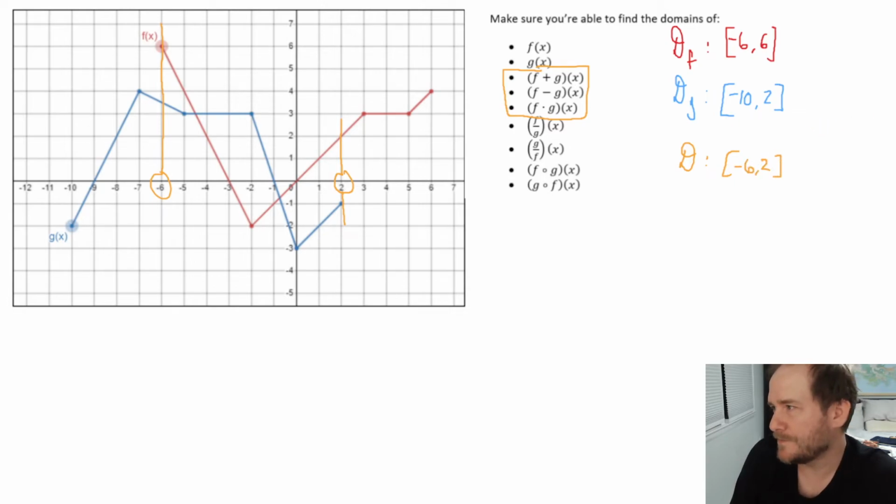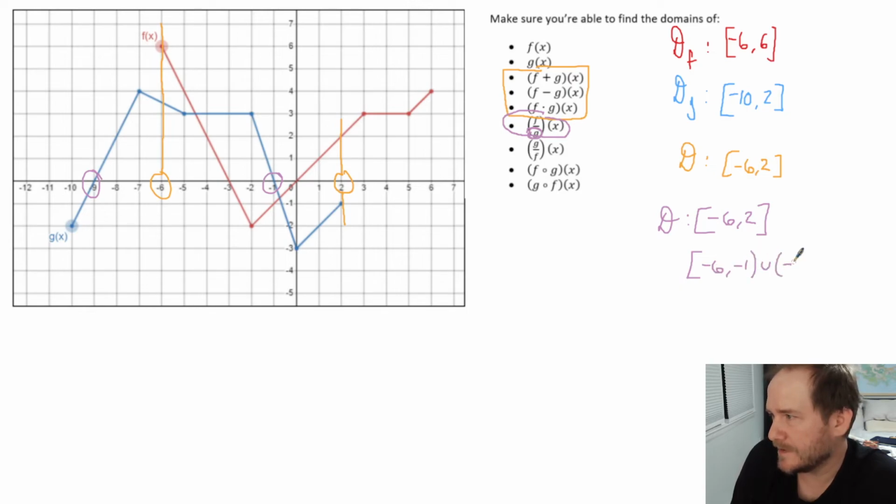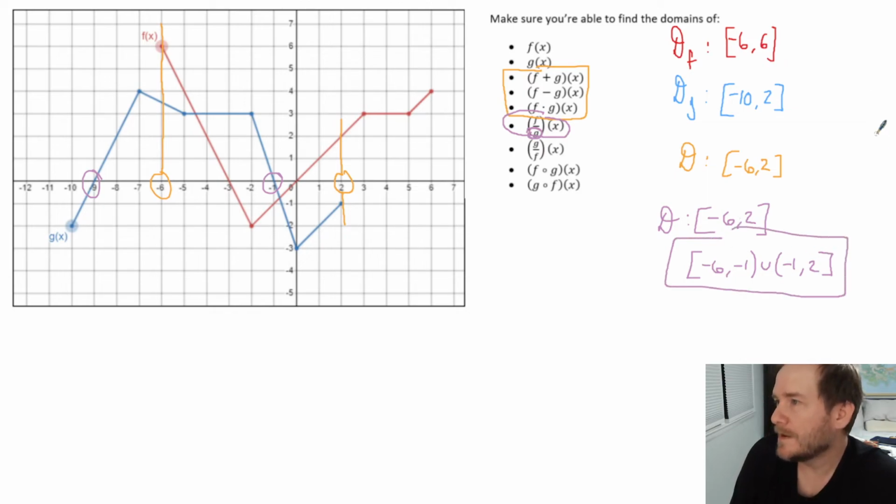So that's the intersection. That intersection is important as we consider our quotient function, because we'll take that as our starting point, the -6 to 2. And as we've already said twice now, the only further restrictions are the zeros of the denominator, which is function g, which is blue. So no -9s and no -1s. And again, -9 is outside of this window anyway, so it's only the -1 that we need to exclude. So we will go -6 to -1, soft bracket union, -1 to 2, hard bracket. There's your domain for that quotient.